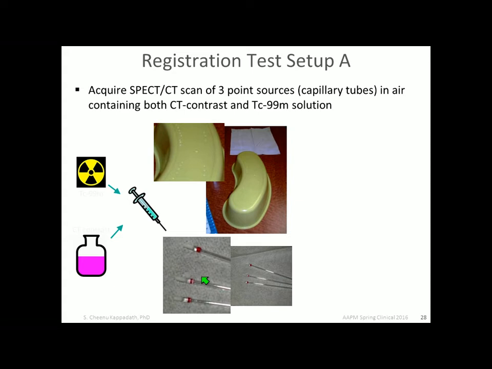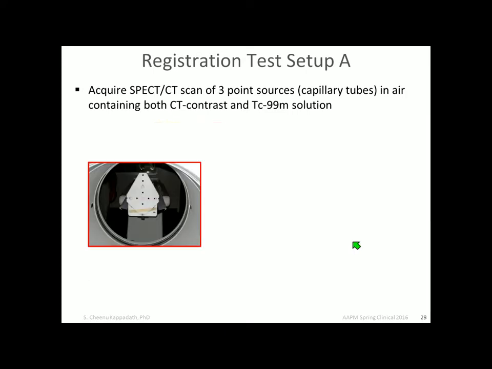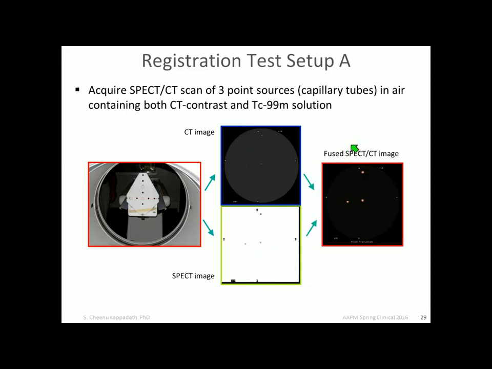We take these capillary tubes, make a 1 by 1 by 1 millimeter volume of tech and contrast, image them in the scanner, and reconstruct the data. So we acquire SPECT and CT in air, and the whole idea of contrast is that we'll visualize those 3 points. If you do SPECT reconstruction, FBP recon is fine because you don't really have any scatter or attenuation. You can just apply a simple ramp filter, and then you overlay them.